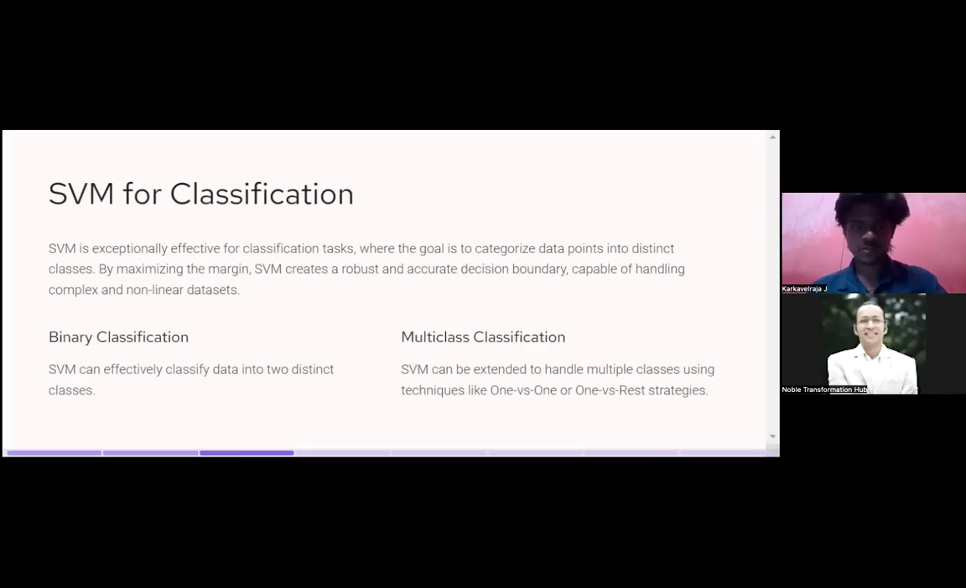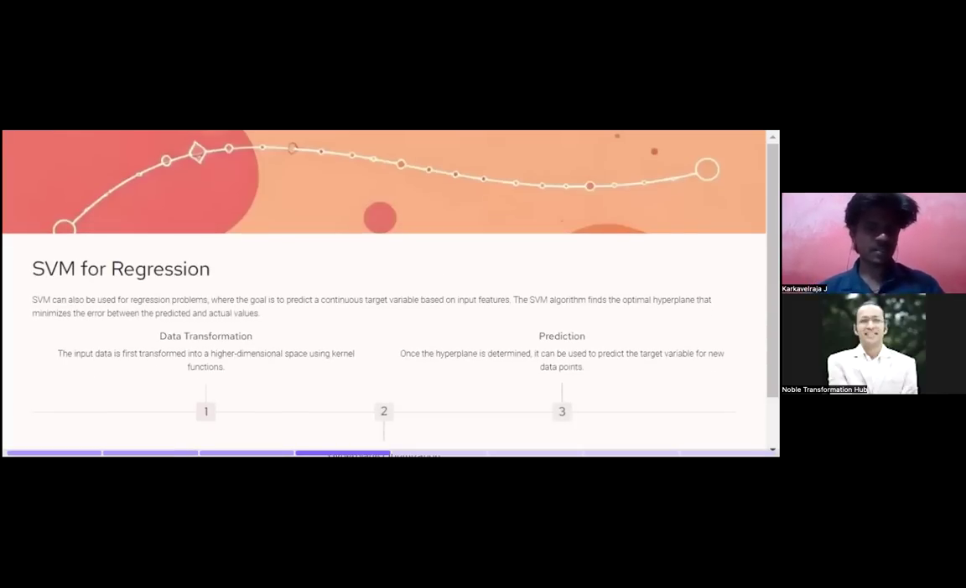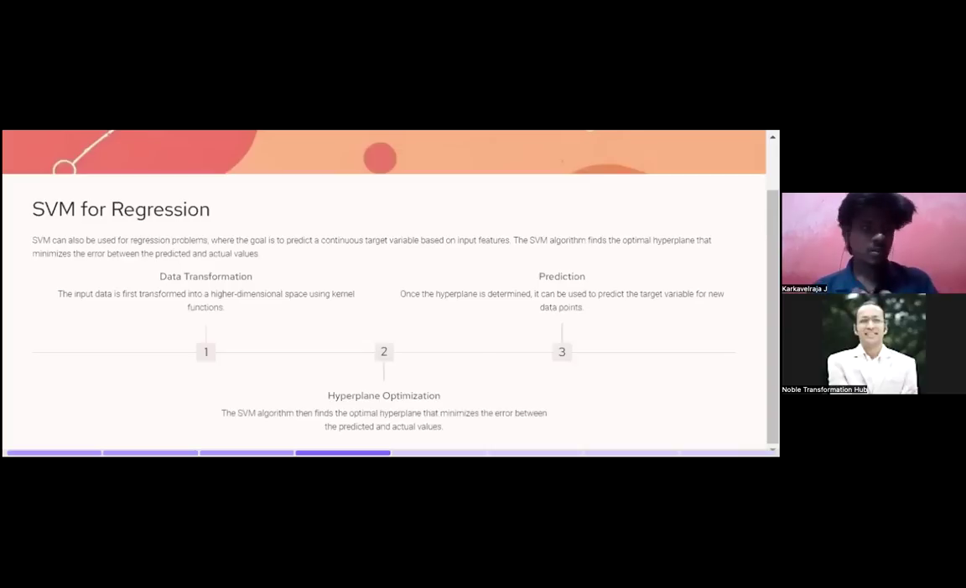Yeah, sure, sir. Okay. So this is what all about SVM for classification. Let's move on. Next, we're gonna see regression. So SVM for regression. SVM can also be used for regression, as we've discussed before. It will be used for both classification and regression, where the goal is to predict the continuous target.